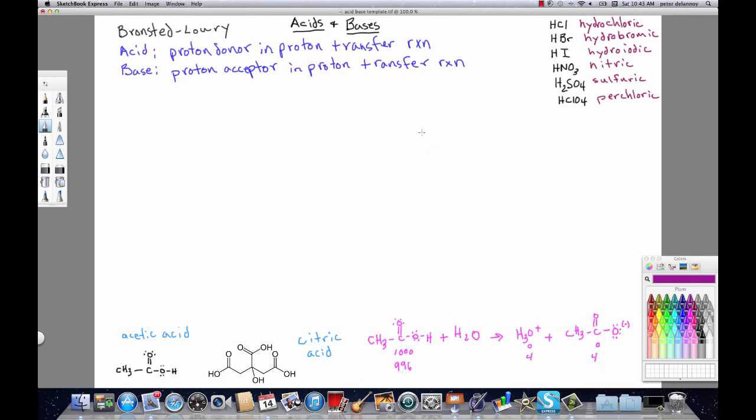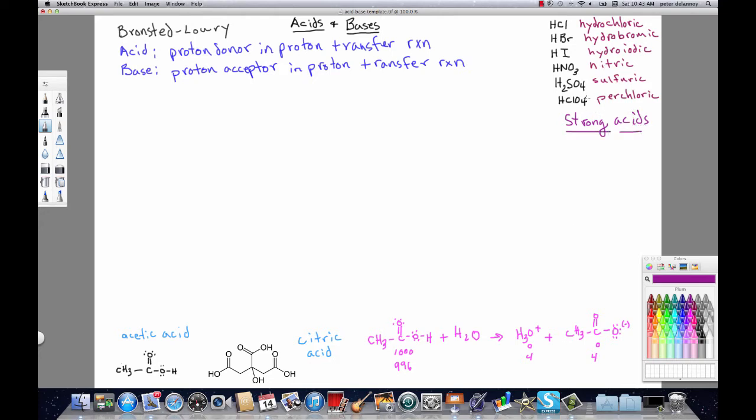Okay, in the first video I defined a Bronsted acid and a Bronsted base and introduced the concept of strong acids versus weak acids. And what I want to do now is basically take us through the ionization equations for the 6 strong acids that I have displayed here on the upper right hand side of my screen. So these are the 6 classic strong acids.